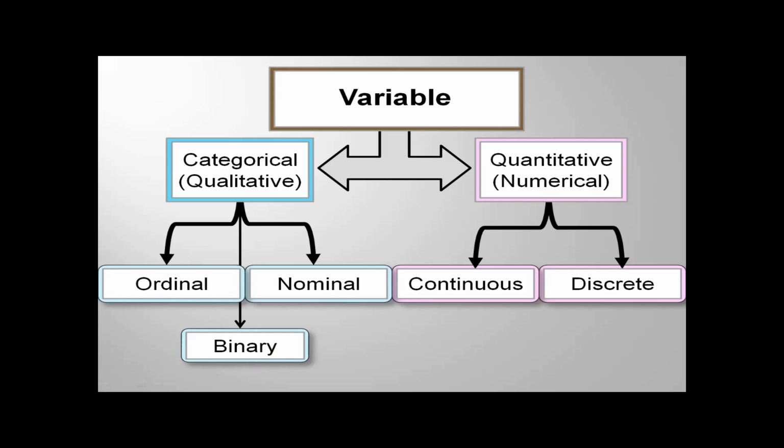But when we come back, we'll talk about the subcategories for categorical variables, which include ordinal, nominal, and secretly binary, and the subcategories of quantitative variables, which has two types, continuous and discrete.